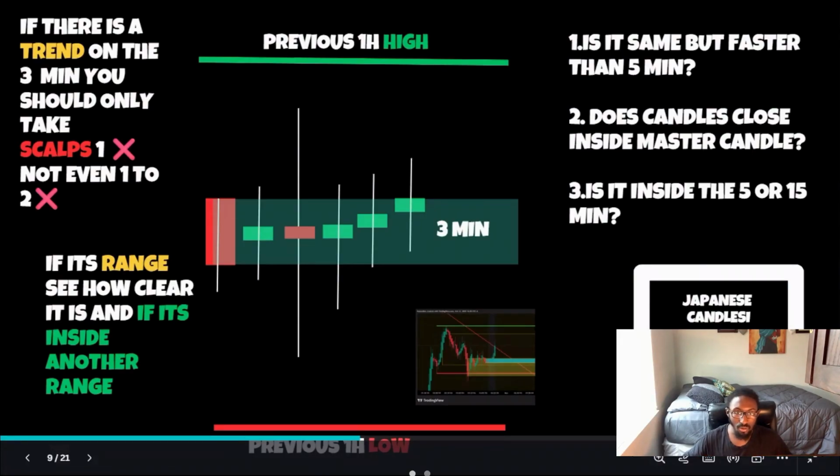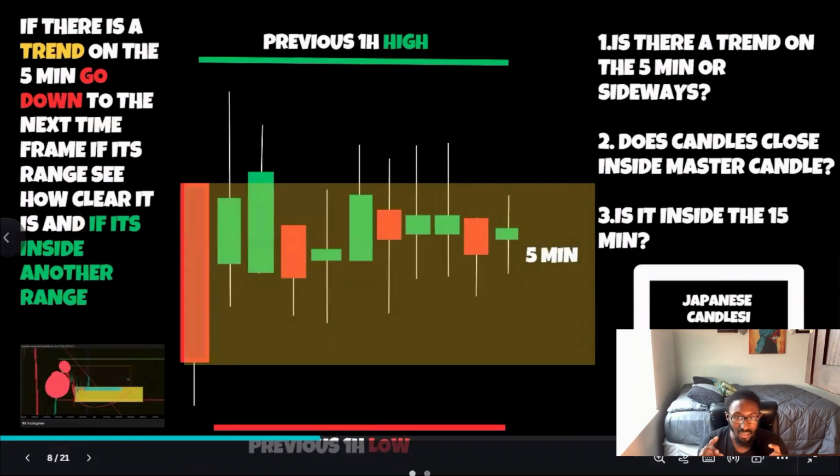We took off the hour time frames and we took off all of the medium time frames, and all you have is the daily, 5 minute, and 1 minute. See what I mean? It's the same thing. It's just less stuff to look at and there's less opportunities. If there is a trend on the 3 minute, you should only take scalps, 1x, not even 1 to 2x's. If it's range, see how clear it is, and if it's inside another range, right? Number one, is it the same or is it faster than a 5 minute?